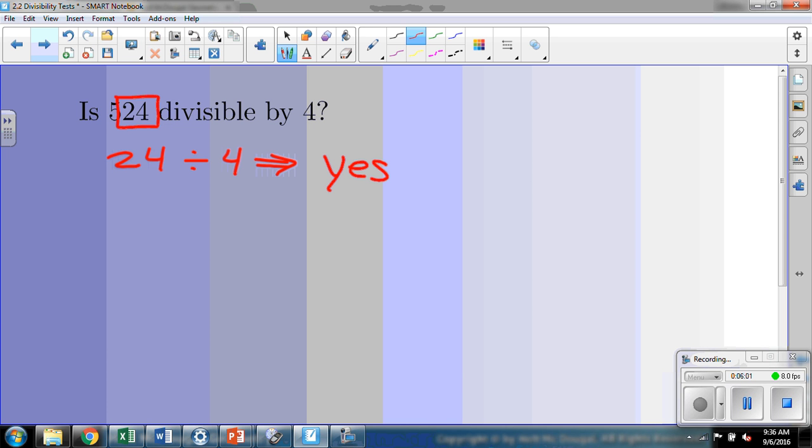Because the answer here is yes, it connects back up to the top. Yes. 524 divided by 4 will have no remainder. So 524 is divisible by 4. And this stuff in the red is our work that proves that we're right.